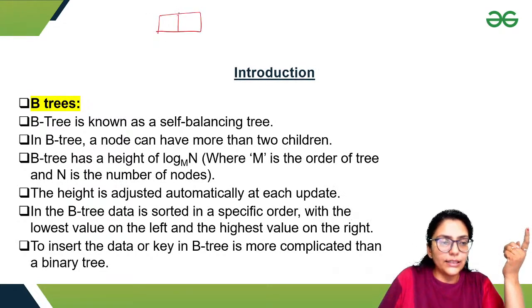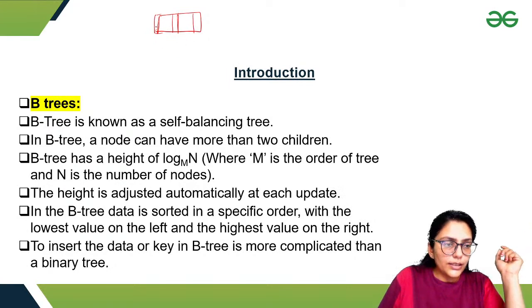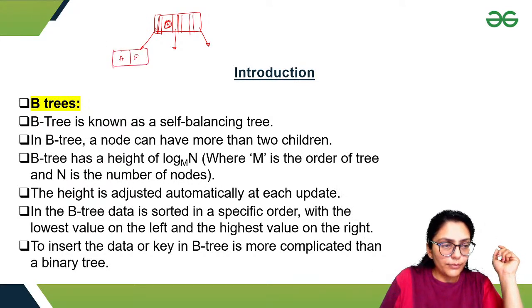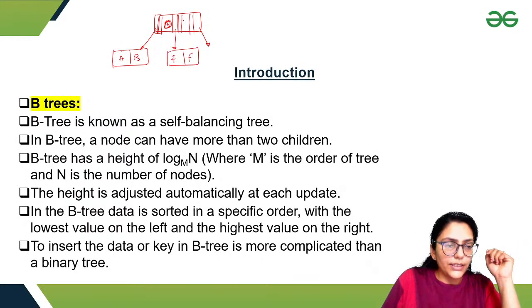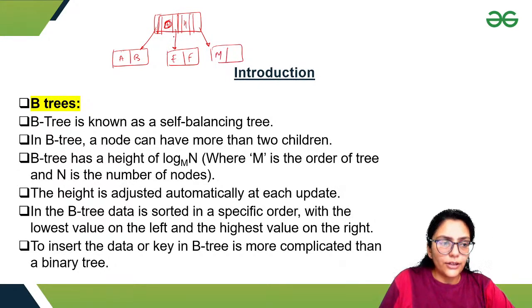Here you can say this is the node. Now this is how you can draw the node. Here this is the block pointer in B trees, and the record pointer will also be there. So if D is there, then A, B, E, F like this. Here if it is H, then M, N like this. This is kind of a B tree.